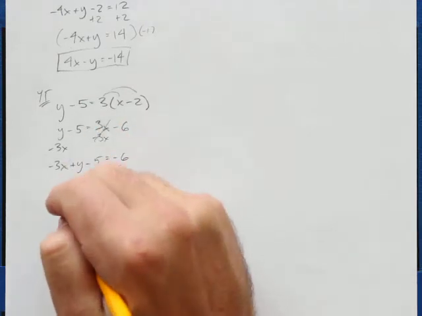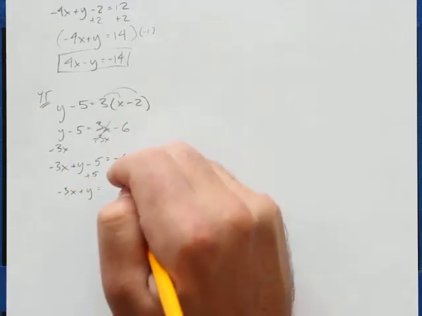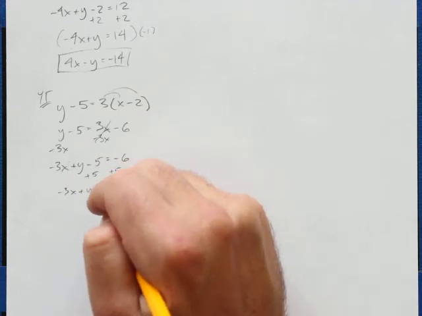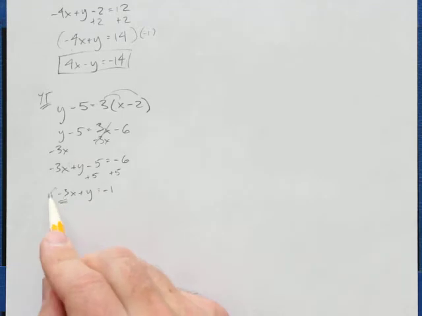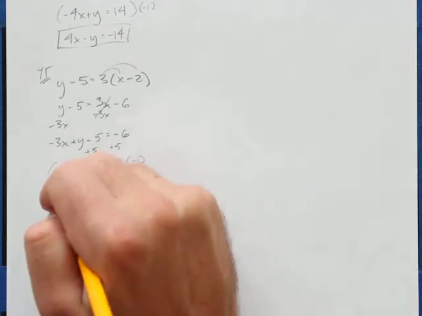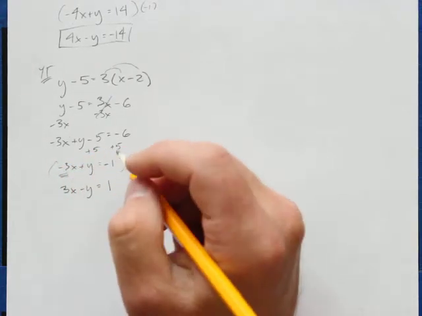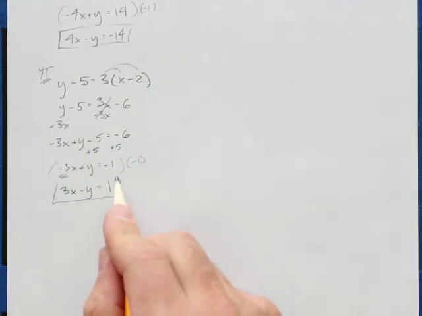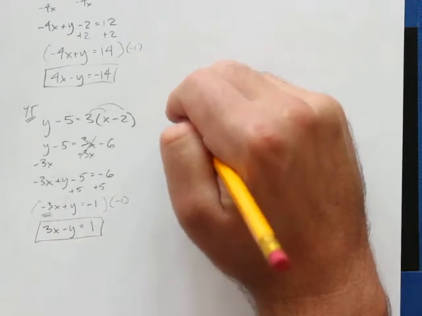And so I've got negative 3x plus y equals negative 6, and positive 5 is going to get me a negative 1. Now, again, I have my a value as negative, so I need to multiply everything by negative 1, so I get positive 3x minus y equals positive 1, and that is my answer. All right, now let's do the kind of challenging one.